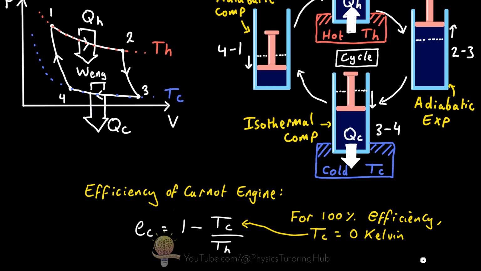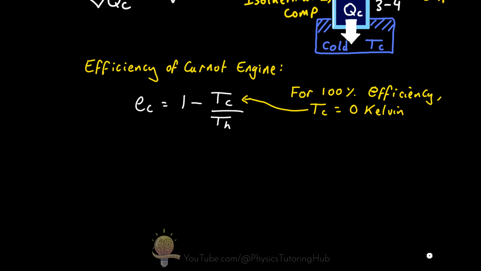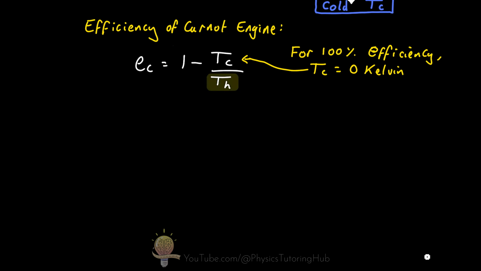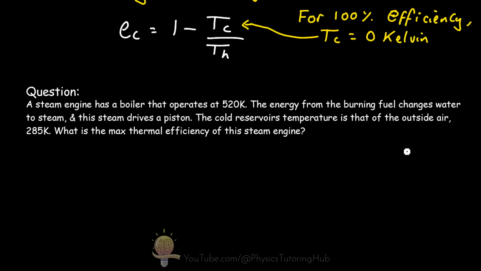Now, in most practical cases, the temperature of the cold reservoir is going to be around room temperature, or around 300 Kelvin. So if we want to increase the efficiency of our heat engine, we would need to raise the temperature of the hot reservoir as much as possible. So let's put this equation to use and calculate the highest theoretical efficiency of a steam engine. So let's imagine we have a steam engine that has a boiler that operates at 520 Kelvin.